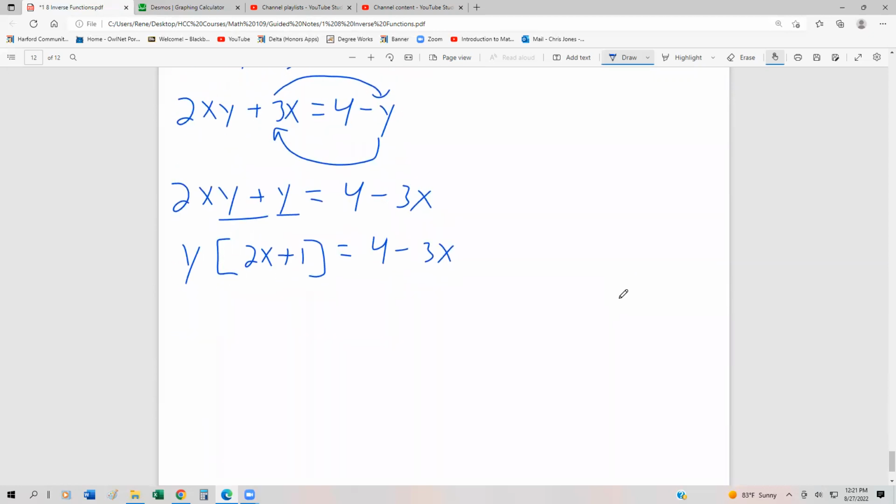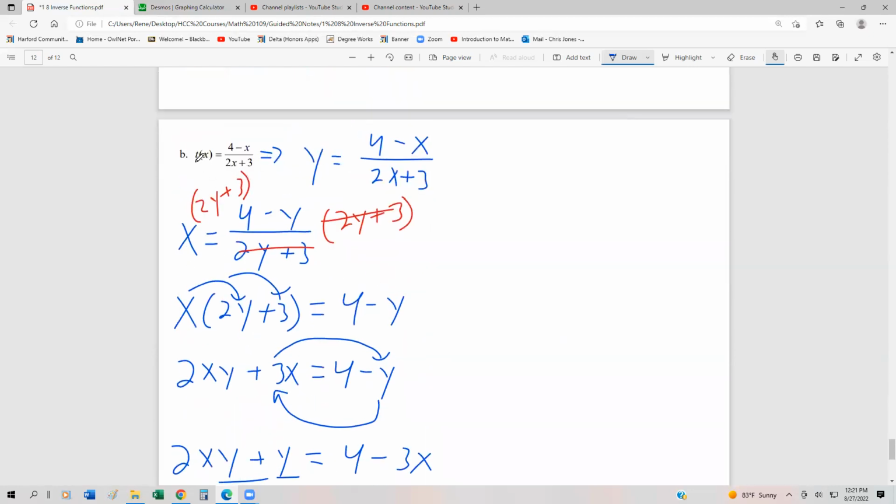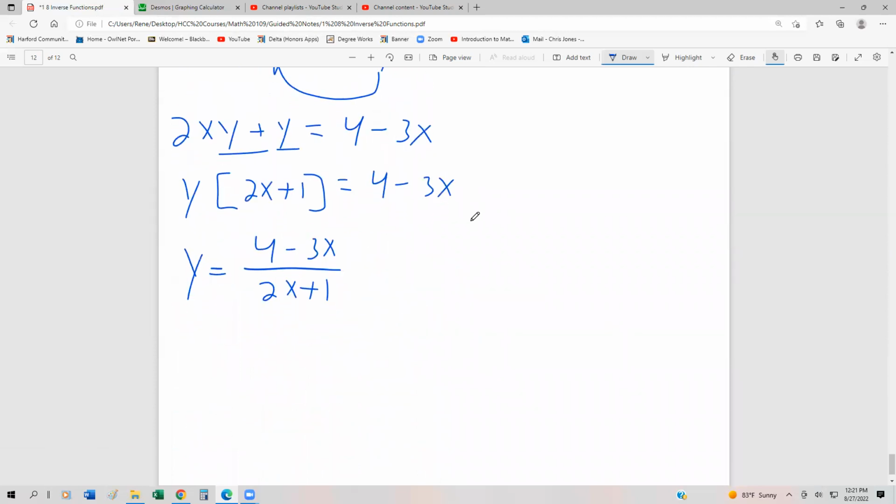Second to last step, we divide both sides by 2x plus 1. So y is going to be 4 minus 3x divided by 2x plus 1. Remember, the original function's name was t. So now we replace with the inverse notation, and we have t minus 1 of x is going to be 4 minus 3x divided by 2x plus 1.